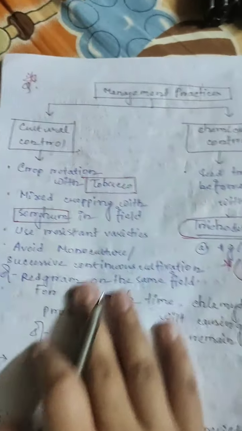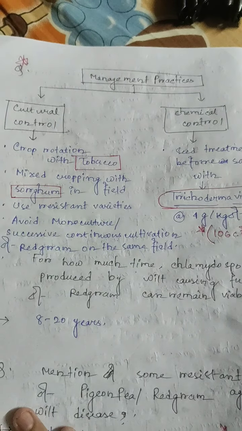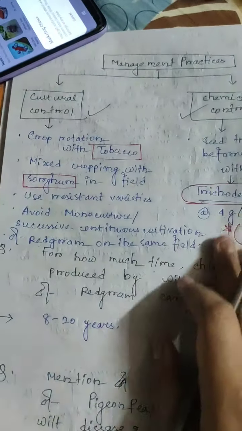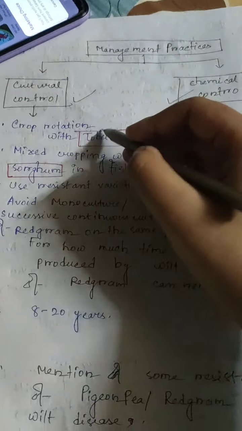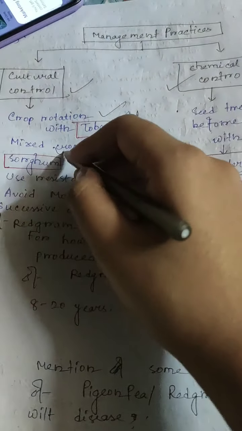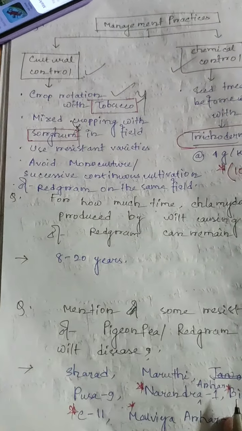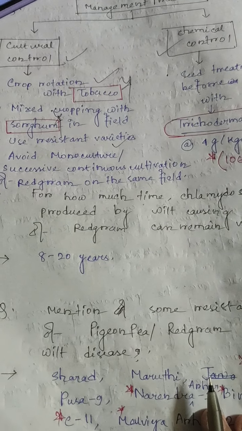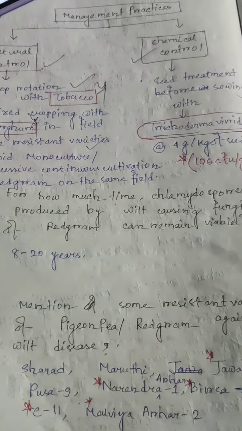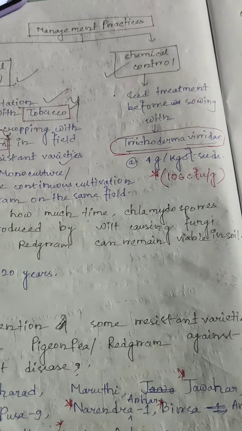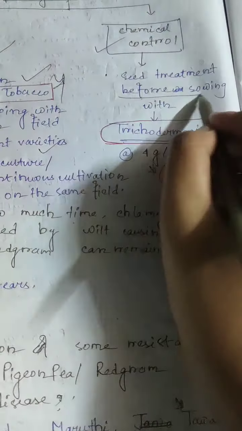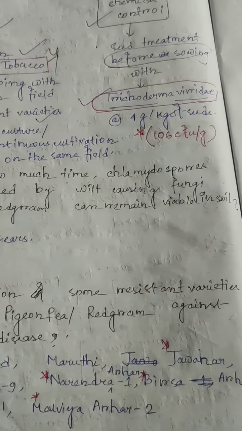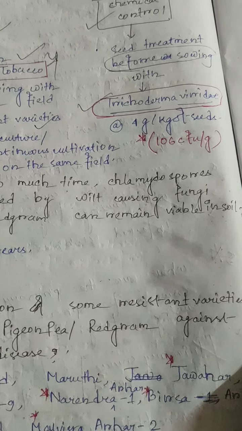The management practices. Two types of management practices are there. First is cultural control and second is chemical control. Under cultural control: crop rotation with tobacco, mixed cropping with sorghum in the field, use resistant varieties, avoid monoculture or successive continuous cultivation of red gram on the same field. Under chemical control, seed treatment before sowing with Trichoderma viride at the rate of 4 gram per kg of seeds, 10^6 CFU per gram.